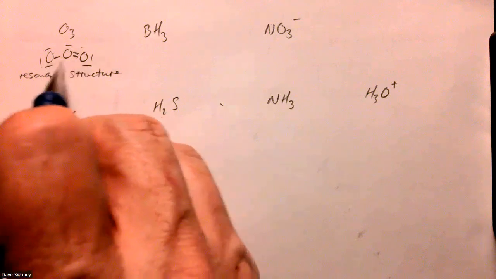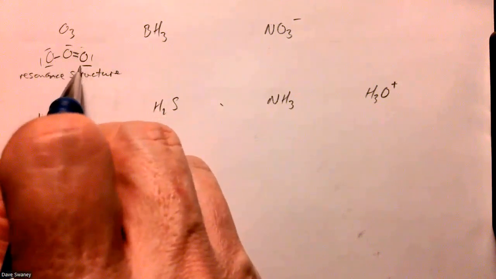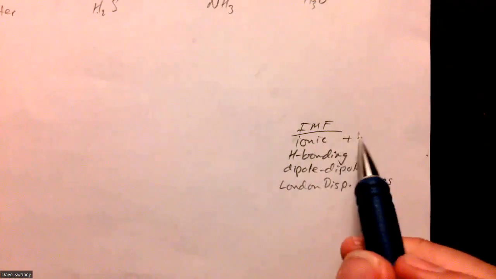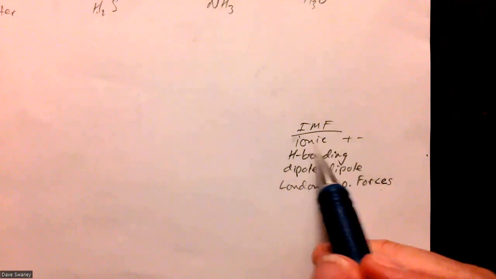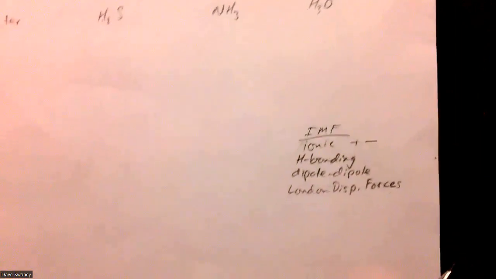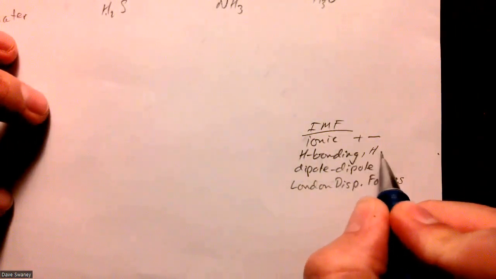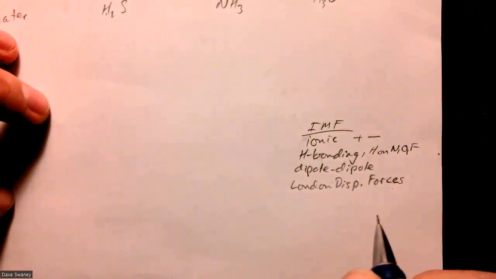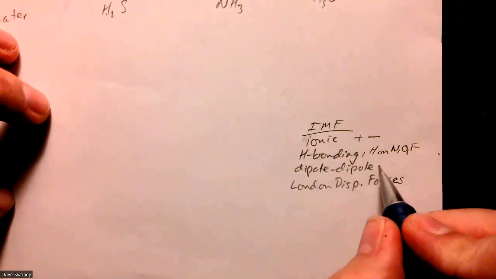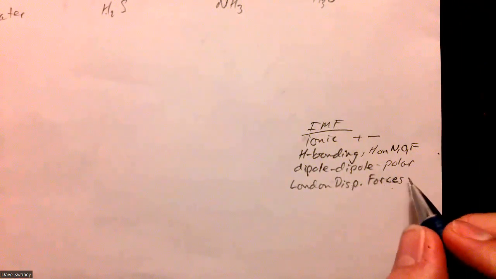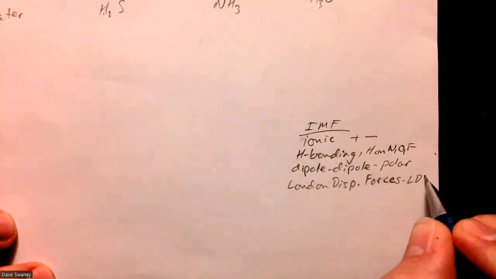These cannot be polar bonds because obviously they have the same electronegativity value if they are the same element. The order of intermolecular forces from greatest to least is ionic when we have a plus or a minus item like H3O plus. Hydrogen bonding, which is H on N or O or F. Dipole, which means it's a polar molecule. And if we don't have anything else, we have London dispersion forces or LDF. Everybody's tired of writing all that, right?